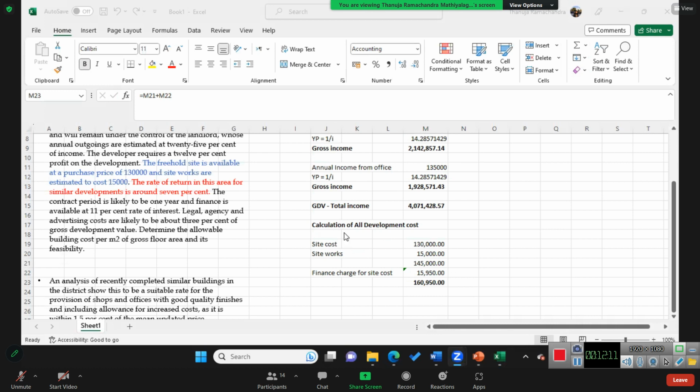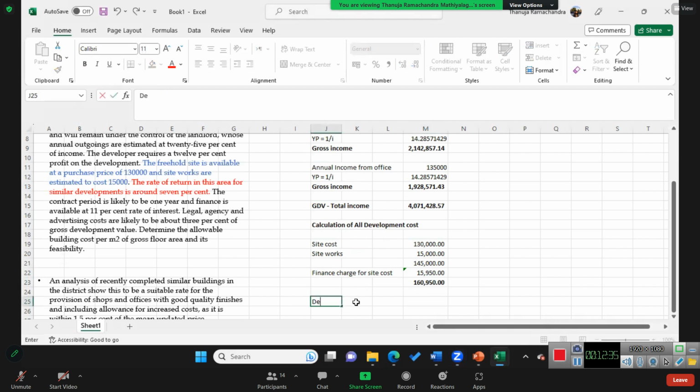And building cost, we are not calculating now because that is the question. And the finance cost, building cost, professional charges, they are all with the building cost. So we don't know the building cost. So therefore, we can't calculate the professional charges, professional fees, and also the finance cost, right? So we'll do all that later.